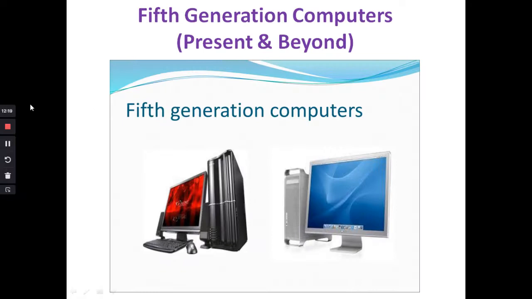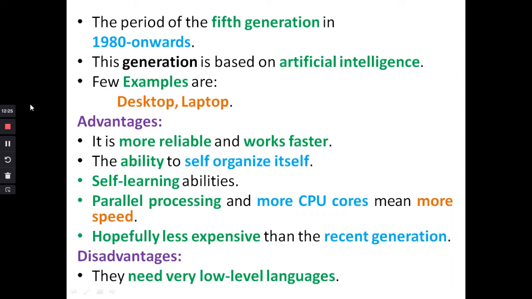This is the fifth generation computer. These are the present and beyond. Nowadays we are looking forward to artificial intelligence, that is, a computer that thinks on its own and performs. In films they show robotics, that is the same thing. Now we are trying to make those things. The advantage is that they will work faster, they will have core processors. Nowadays we have core processors, and more core processors are being built. They need not be high level languages, they need to be low level languages, because machines can understand them easily.